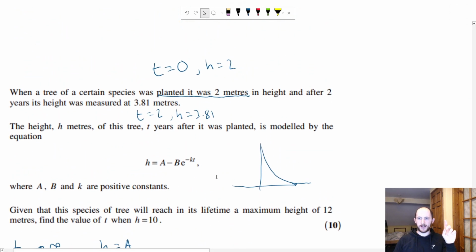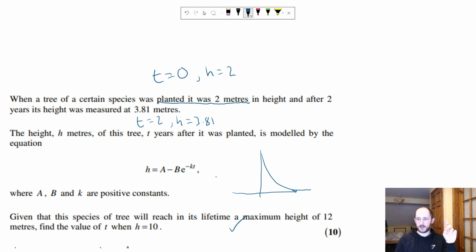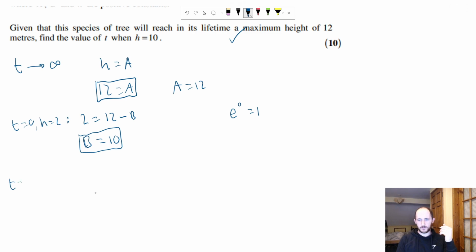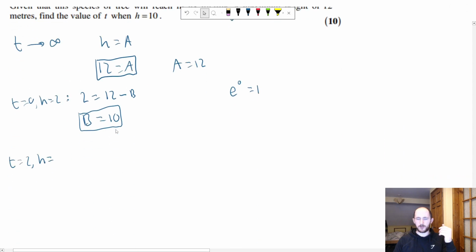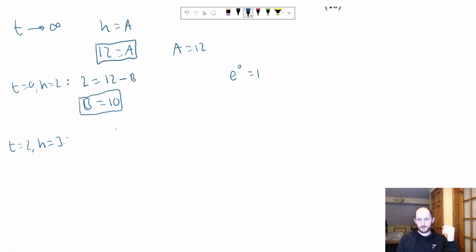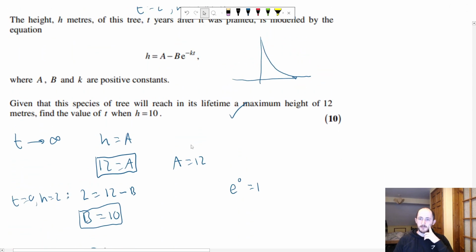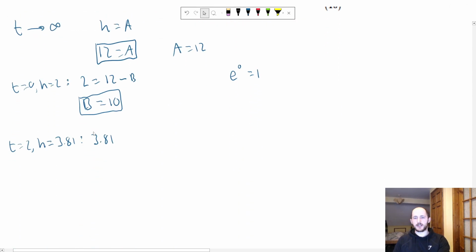And now, finally, we've used this last piece of information to find k. So when t equals 2, h equals 3.81. From here, it's going to be relatively easy. It might be good to rearrange the equation first. Let's rearrange the equation first.